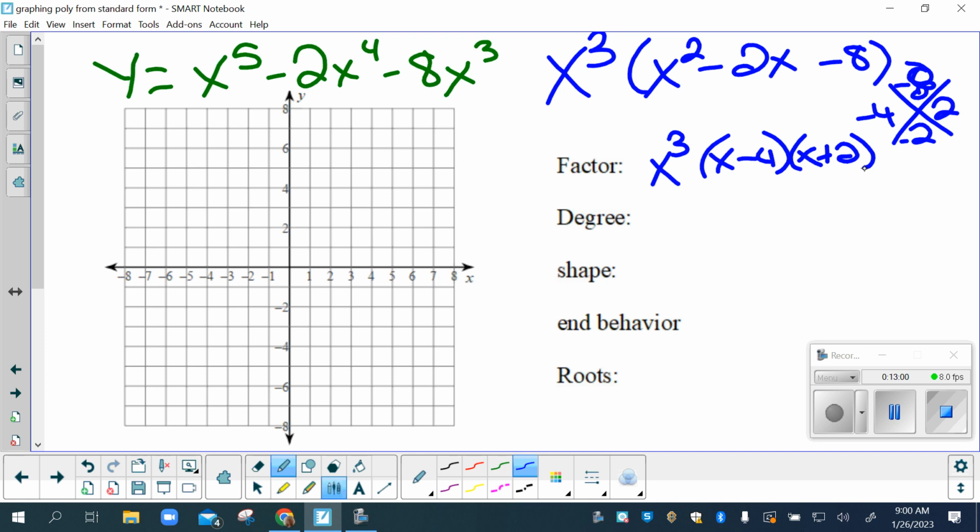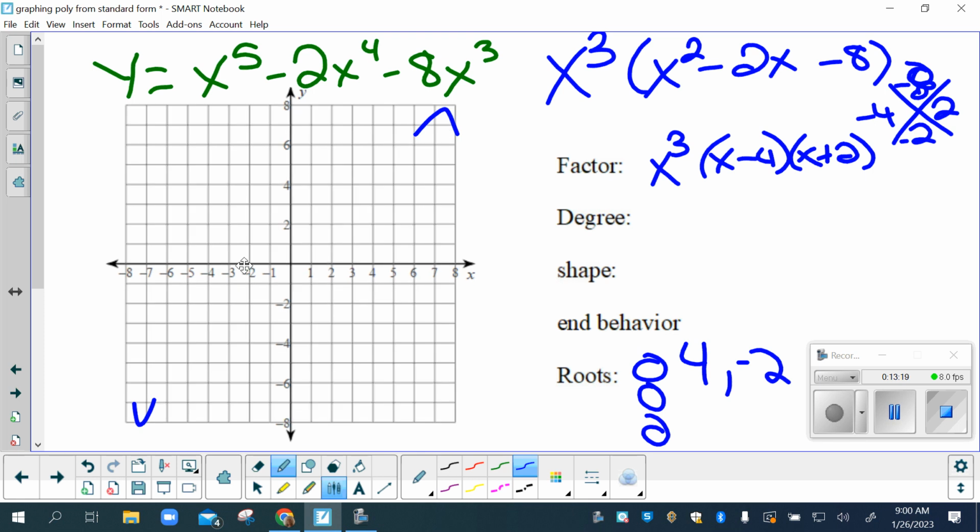I'm going to go straight to it because I'm getting frustrated with the stupid board. 0, 0, 0. It's like a little snowman. 4 and negative 2. So it's going to start down low, end up high. I'm going to hit here and here and here. And it should go like this. Choo, flat, choo. Yeah. So that was on.